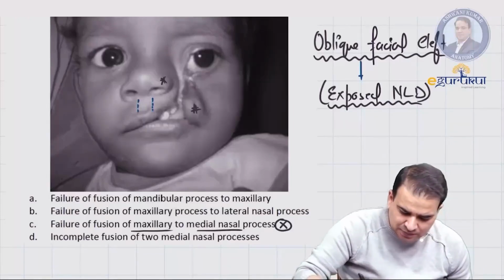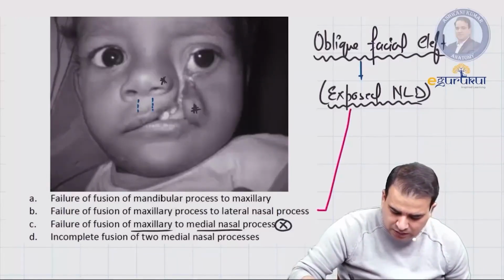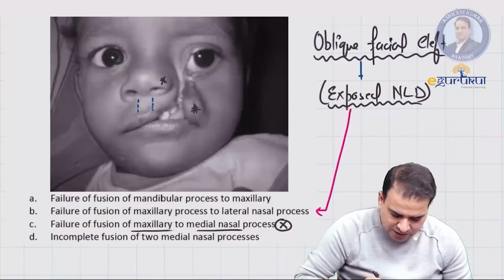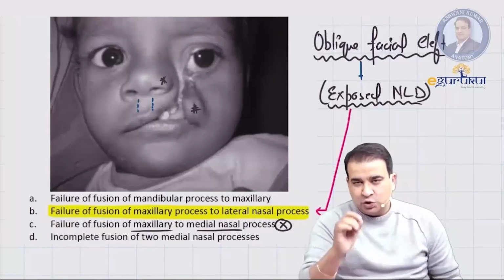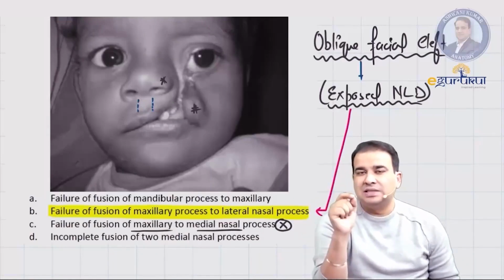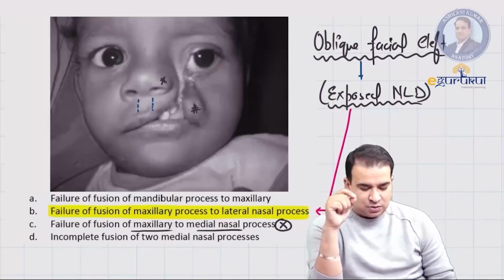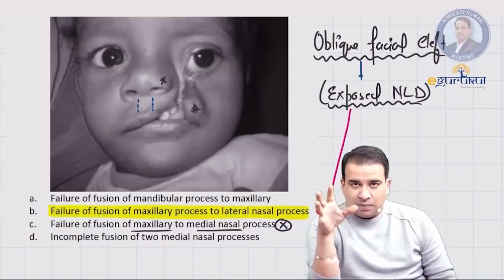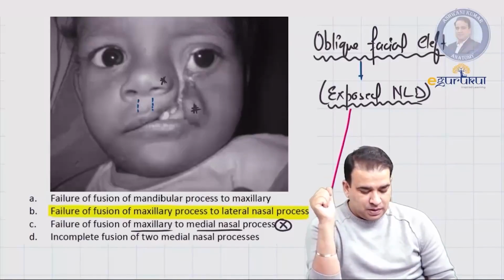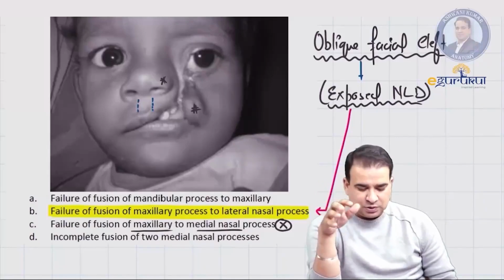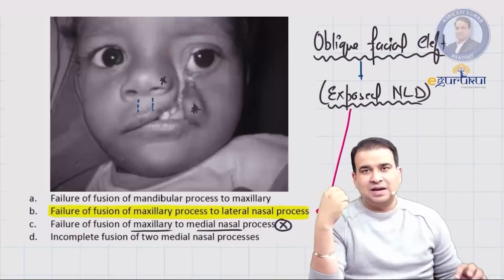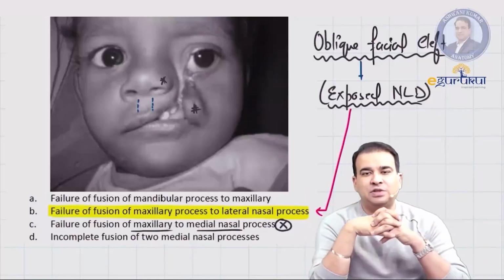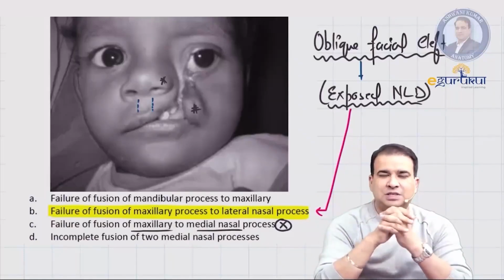And the condition is because of this. Please note that it is a failure of fusion of the maxillary process to the lateral nasal process. That's the right answer. Failure of fusion of the maxillary process to the lateral nasal process. That is the right answer to this question. And it's not because of the maxillary process to the medial nasal process. So when the lateral nasal process, the ala of the nose forming process, is not fused, that leads to the oblique facial cleft in which the nasolacrimal duct, as you can see in the picture, is exposed on the surface.